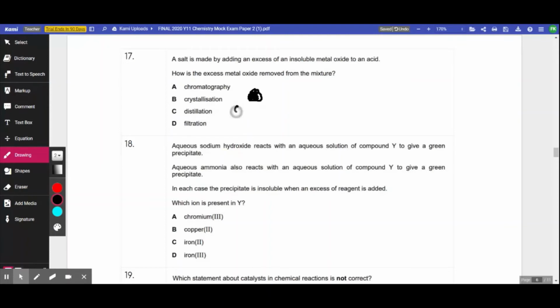Start off with a typical metal oxide, for example, copper 2 oxide. And what you would do is you would add it to some acid. Now, the acid would actually be warmed. So you would actually heat the acid on a Bunsen burner with a tripod and gauze and a heat-proof mat, and you'd have a source of heat.